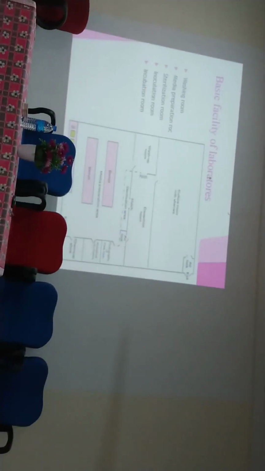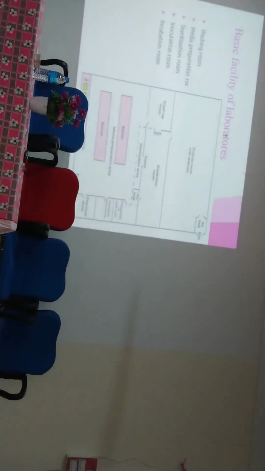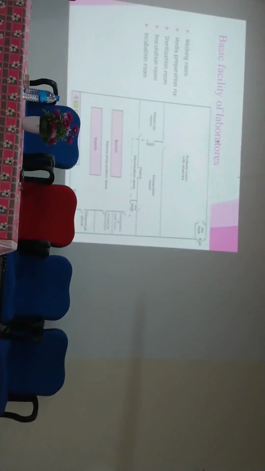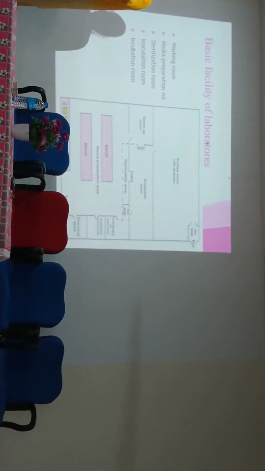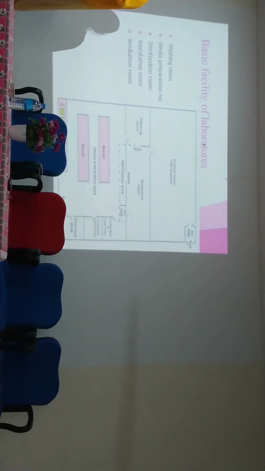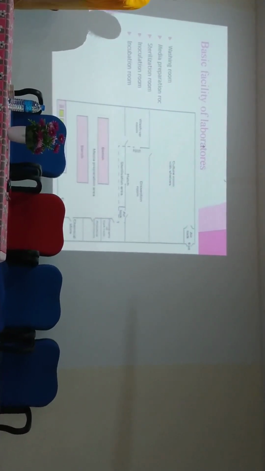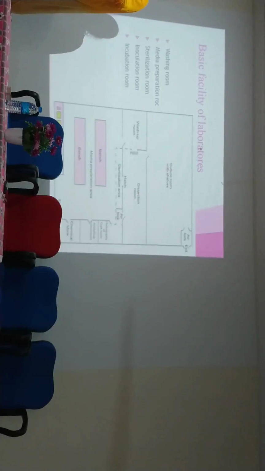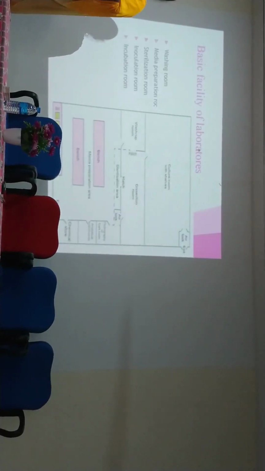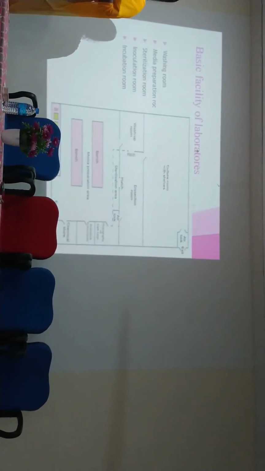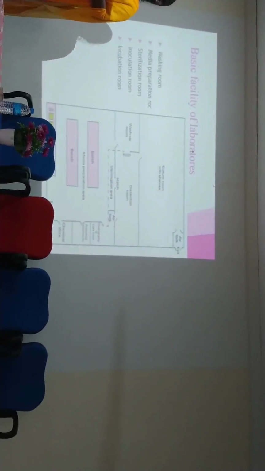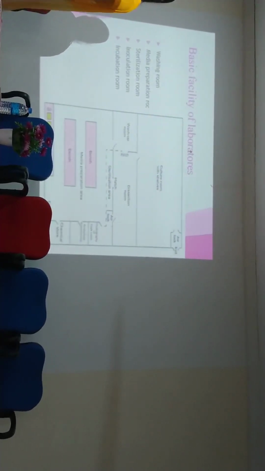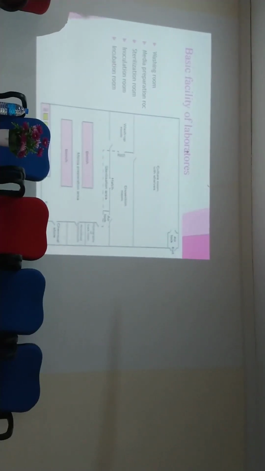So after the working room, next followed by the sterilization room. Once the media is prepared, we need to sterilize. Sterilization plays a very important role. In the next slide I will tell what the sterilizations are and how we will do that. So we need one sterilization room.